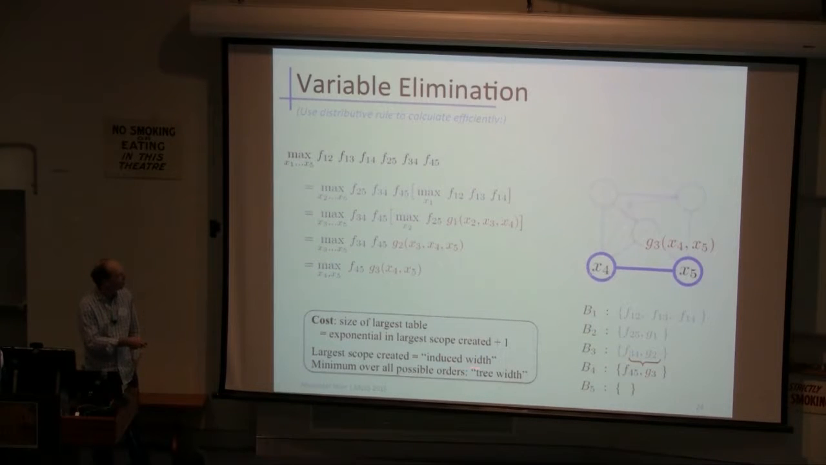The scope created is usually called the induced width of the ordering. The minimum over all possible orderings is then called the tree width. So the tree width is a fundamental concept that limits how efficient we can be doing exact inference in a graph with cycles. Okay?